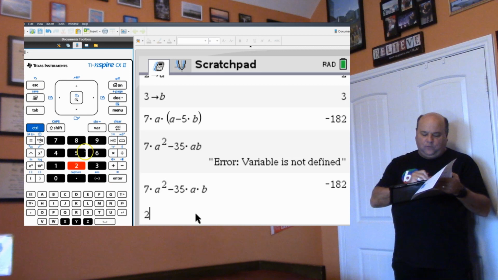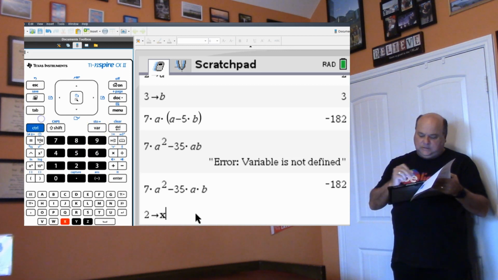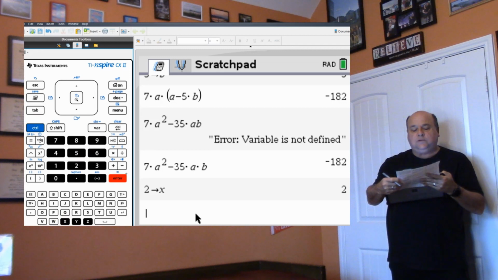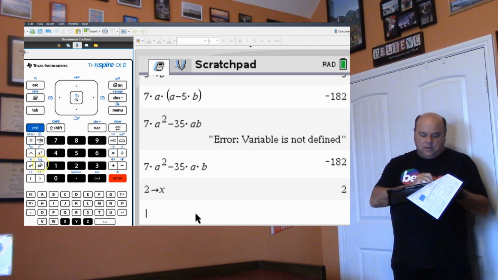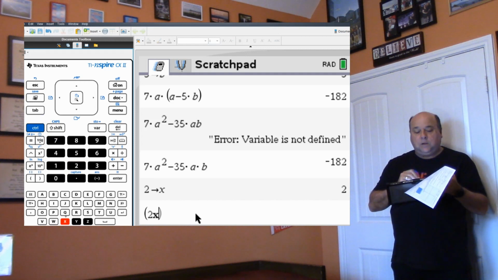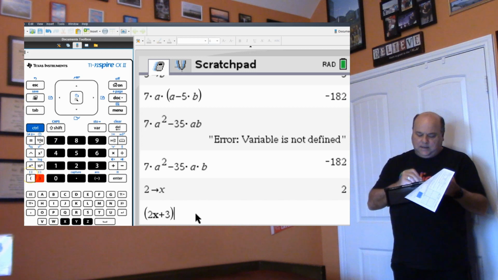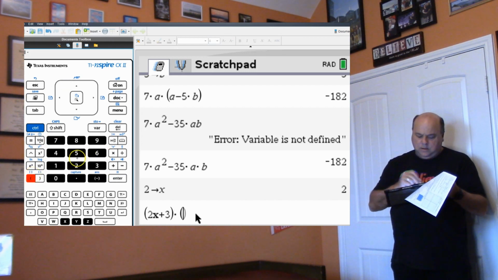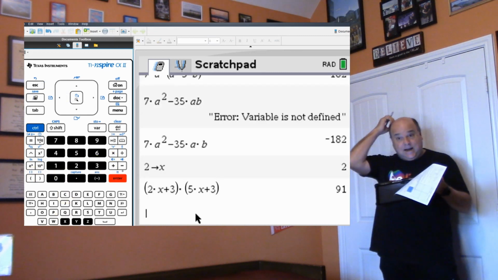I'm going to store 2 for x, control variable x, hit enter, and now I'm going to type in the problem: 2x plus 3, parentheses, times, open parentheses, 5x plus 3, close the parentheses, hit enter, and I get 91.